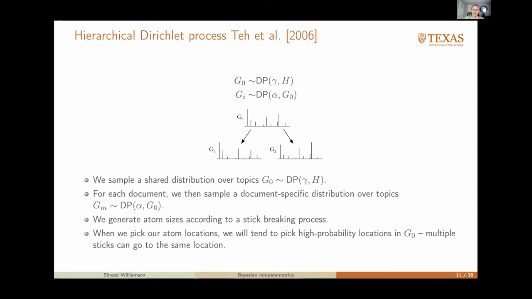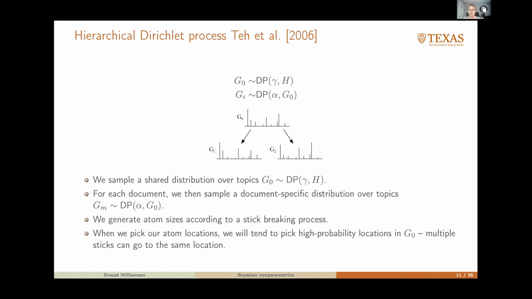It's also going to tend on average to have large topics, high probability topics, at the same places as that base measure had high probability topics. Right? Because each time we have a break in our stick and we're sampling a location, we're more likely to obtain these high probability topics than the low probability ones. So now we have something that we can work with.